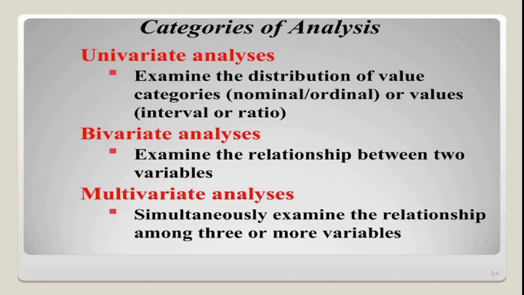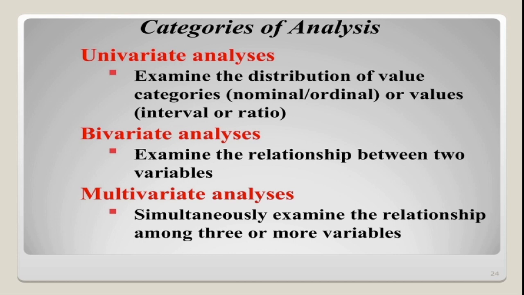So here are the categories of analysis. There are three major categories. The first is univariate analysis. Uni refers to only one aspect. For example, x variables alone can be taken into consideration. This examines the distribution of value categories, whether nominal or ordinal or values with interval or ratios. So all the scales can be applied for univariate analysis.